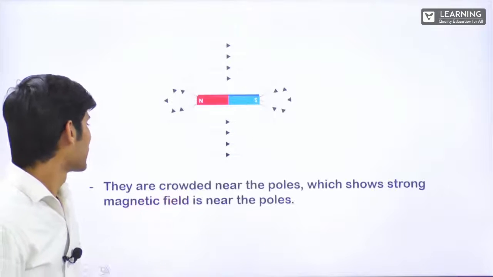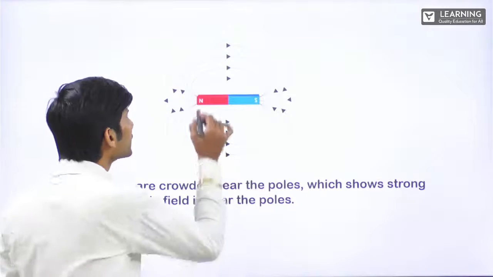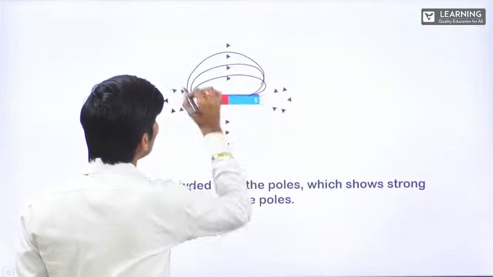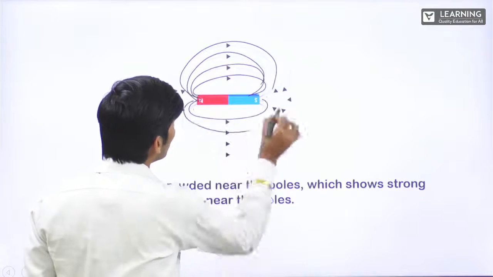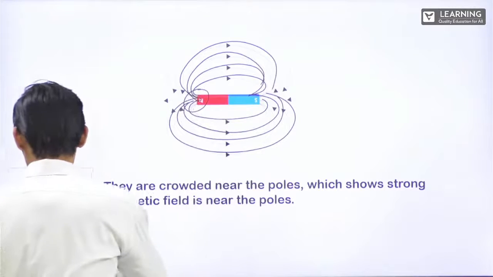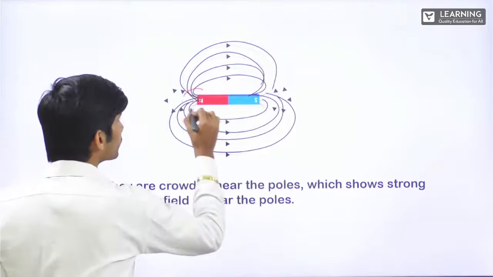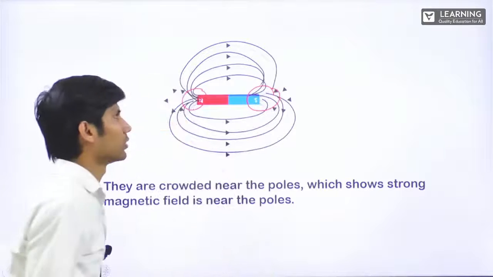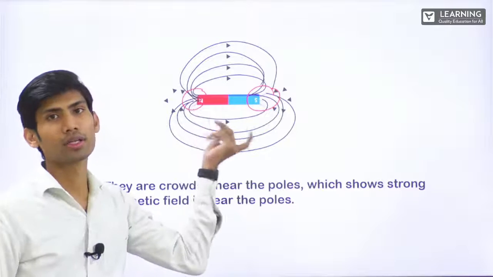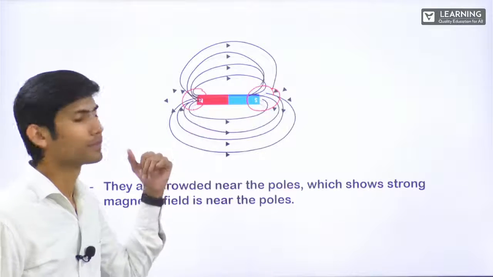Next, they are crowded near the poles, which show strong magnetic field near the poles. Near the poles, if you see here, if I make it like this, see the crowd near these poles. How many lines are there near the poles? If you see in this particular area, too much crowd, right? What this shows is near the ends, the strength of the magnetic field will be more. Okay?